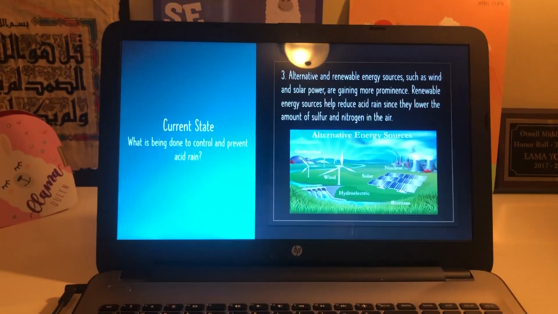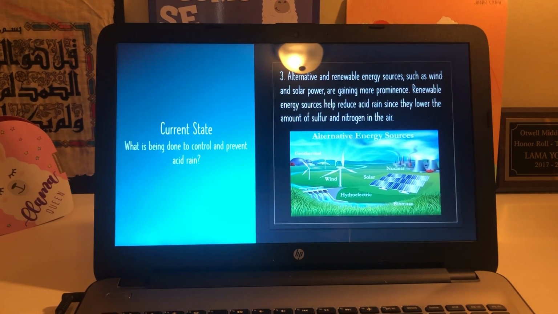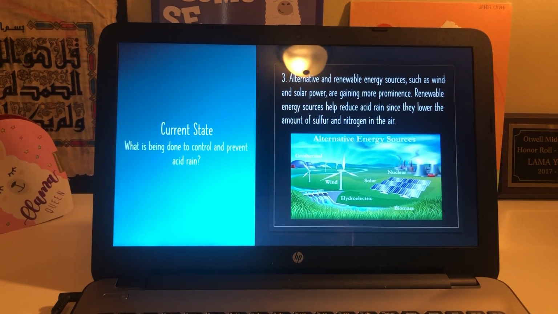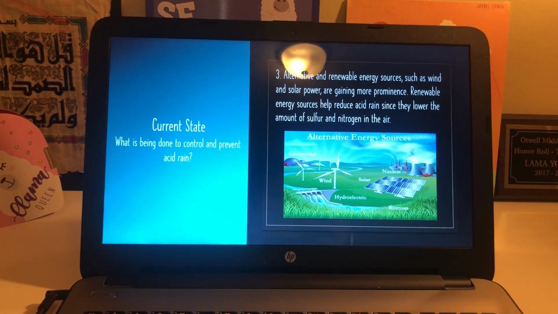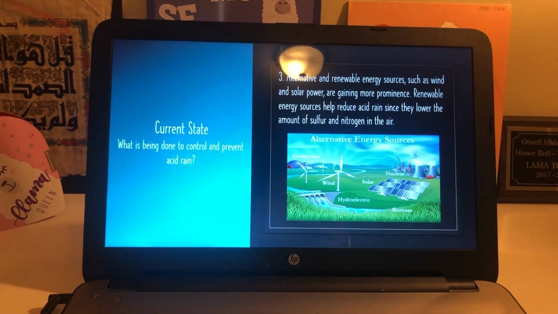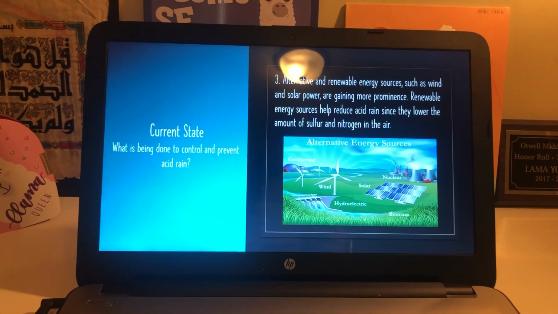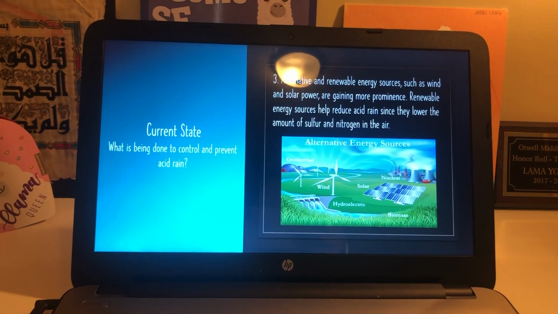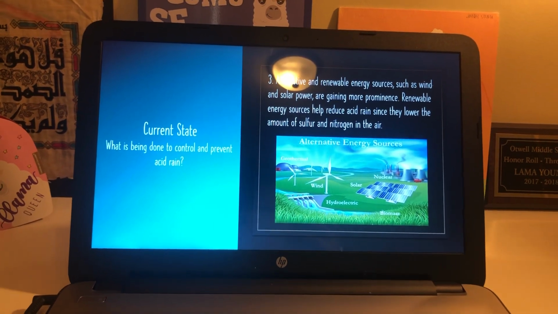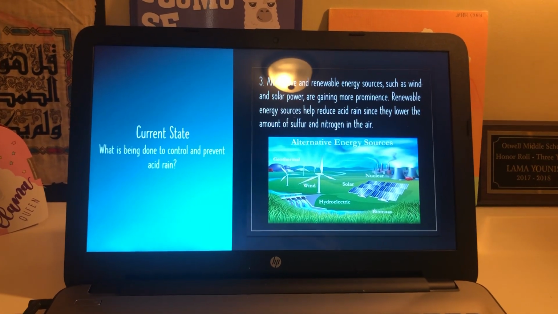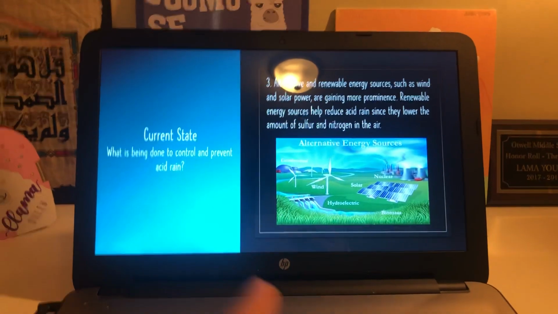Lastly, alternative and renewable energy resources such as wind and solar power are gaining more prominence in the world. Renewable energy sources help reduce acid rain since they lower the amount of sulfur and nitrogen in the air. There are many types of alternative energy sources such as geothermal, wind, solar, nuclear, hydroelectric, and biomass.